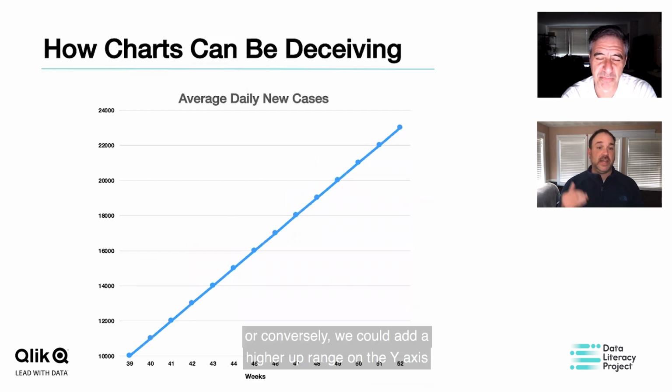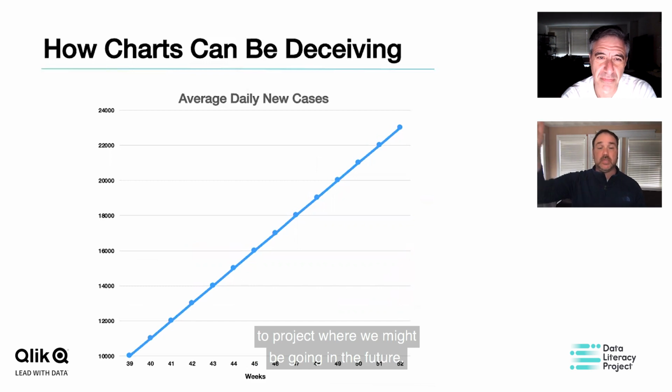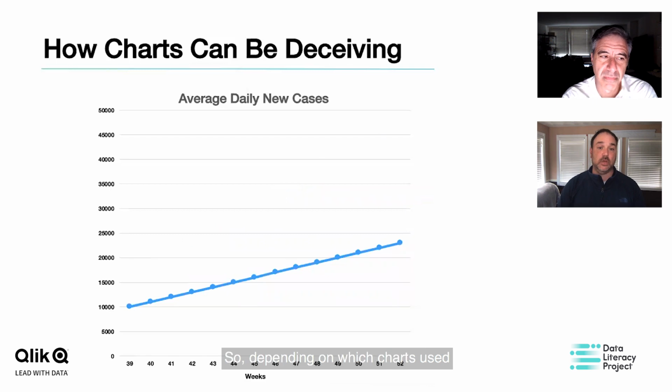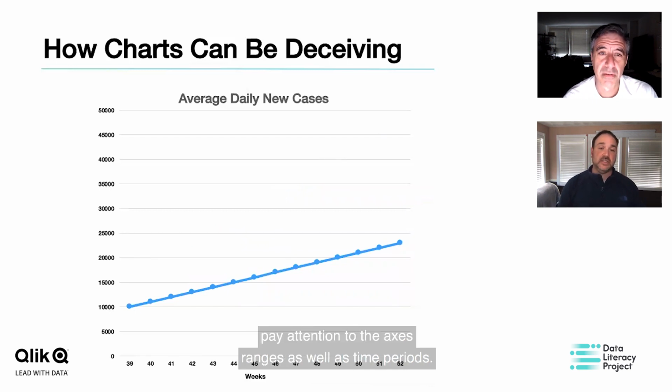Or conversely, we could add a higher range on the y-axis to project where we might be going in the future. And if we do that, the slope is going to look a lot less steep. So depending on which chart's used and you see it in the news and the media, pay attention to the axis ranges as well as the time periods so you can truly understand what it's trying to tell you.